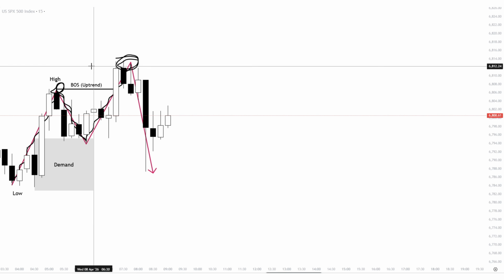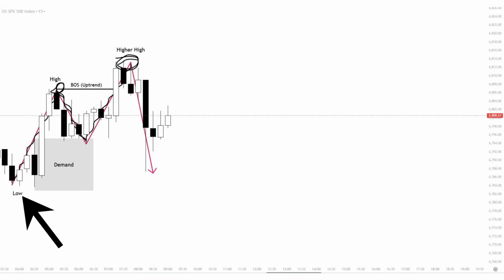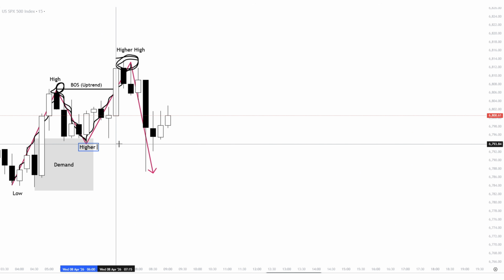When the last high breaks to the upside, that's a confirmation of a new high, and because the new high is higher than the previous one, we call it a higher high. But that's not the only thing it confirms. Now we also know that this new low is higher than the previous low, a so-called higher low.